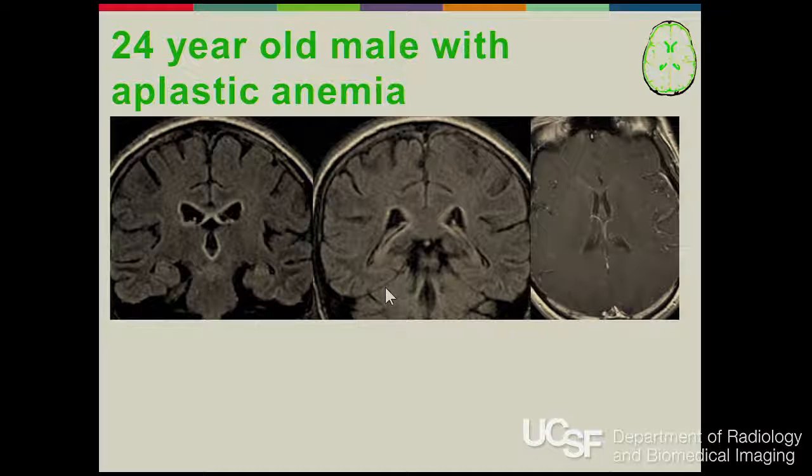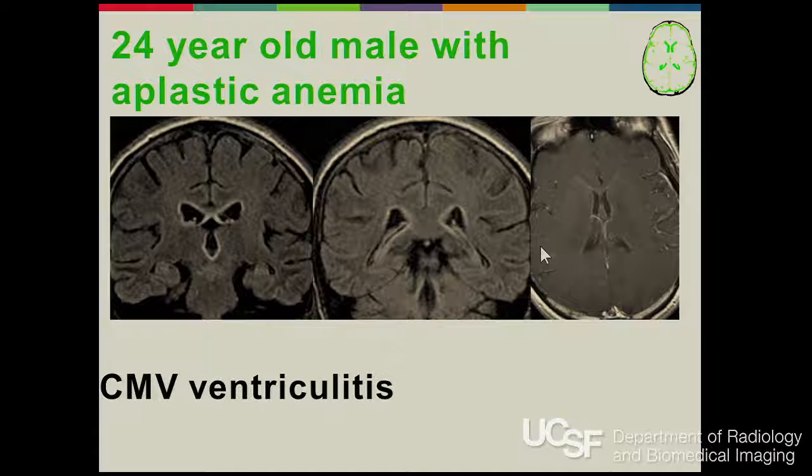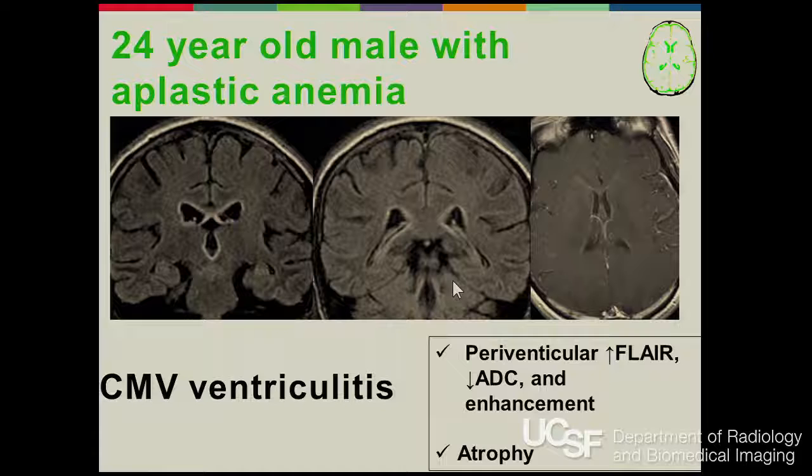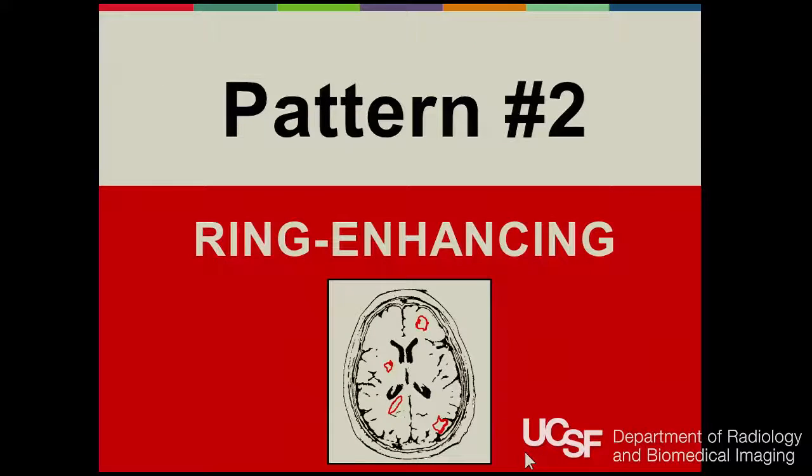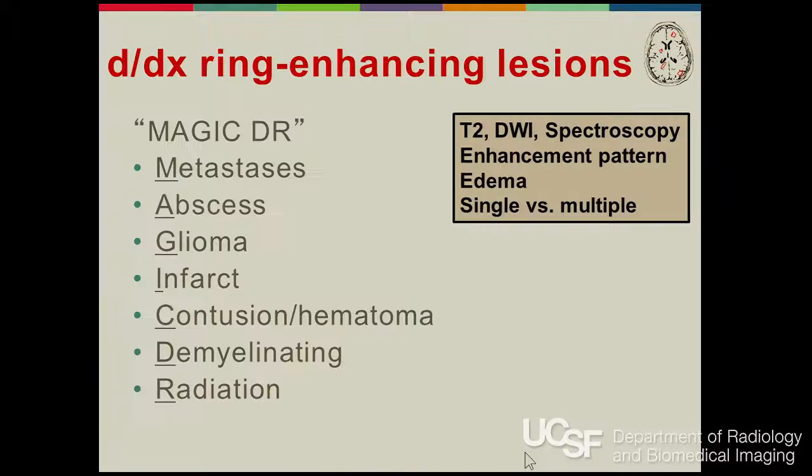On the post-contrast imaging, again, very subtle. I don't know if it's projecting well, but you can make out a little bit of ependymal enhancement and maybe a little leptomeningeal enhancement as well over the convexities. This patient in this immunocompromised state with this pattern of FLAIR and enhancement is very suggestive of a CMV ventriculitis. And here are some of the imaging features which we just discussed, often associated with global atrophy of the brain as well. Let's move on to our second pattern, the ring enhancing pattern.